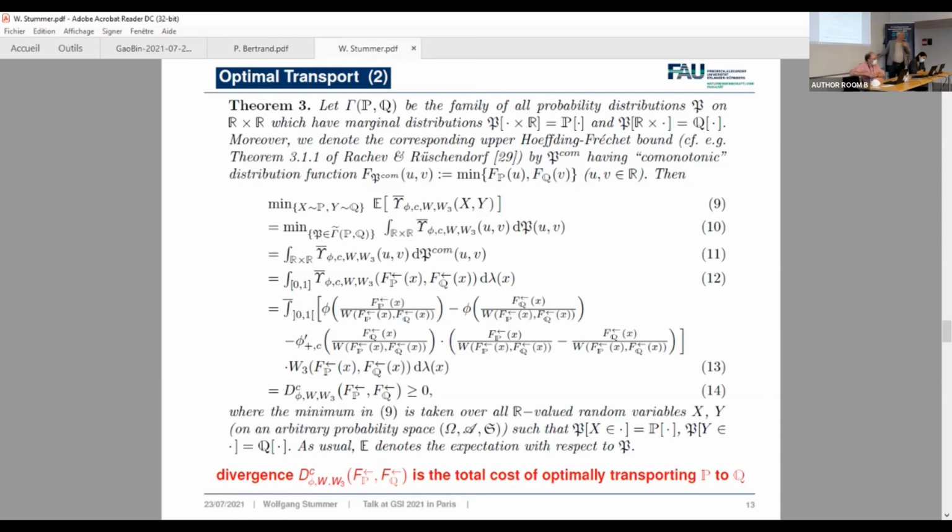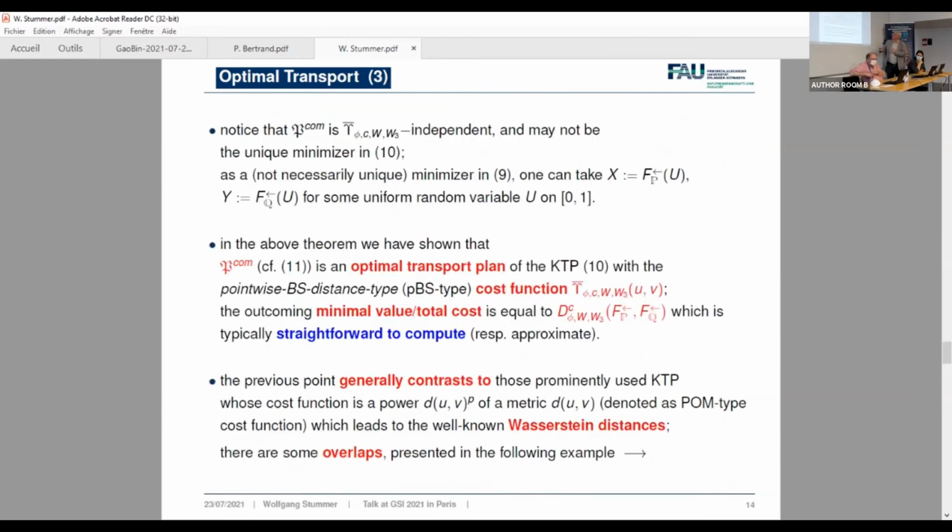So, put into other words, the divergence is the total cost of optimally transporting P to Q with the cost function epsilon. Okay. So we explicitly solved the Kantorovich transportation problem for the cost function epsilon, and the minimal total cost is the divergence. Yeah? And this is typically straightforward to compute. And this contrasts very much to the cost function used for the Wasserstein distances. However, there are some overlaps, and I'll show you in the next example.